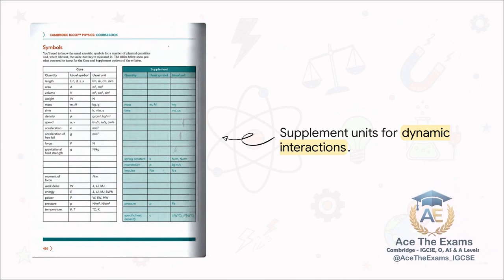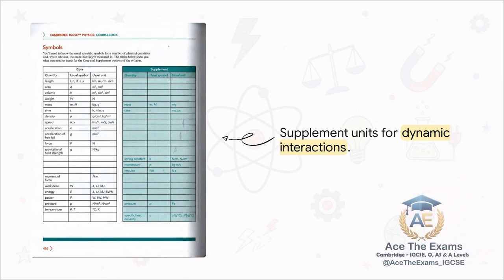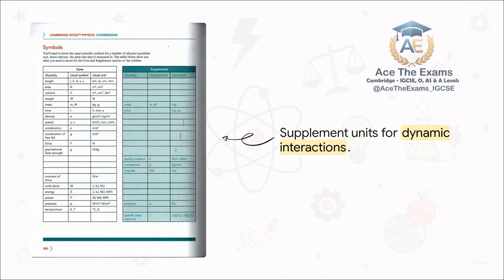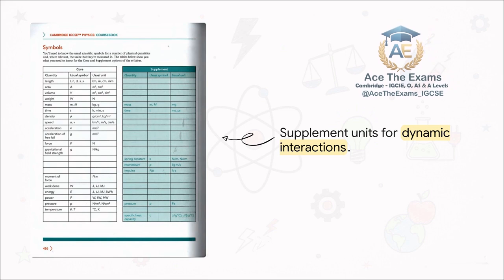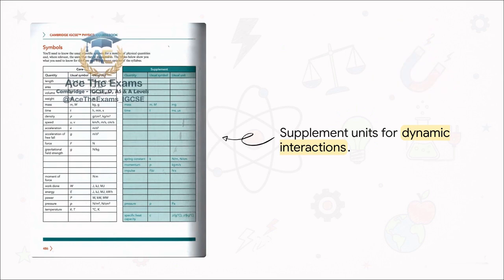Determine from a graph usually means calculating the gradient. So your point is that the spring constant equals the gradient. Your evidence is the specific change in y over the change in x from the data. Your explanation shows the calculation, and your link provides the final answer with a strict unit of newtons per meter. Clean, precise, and fully marked.